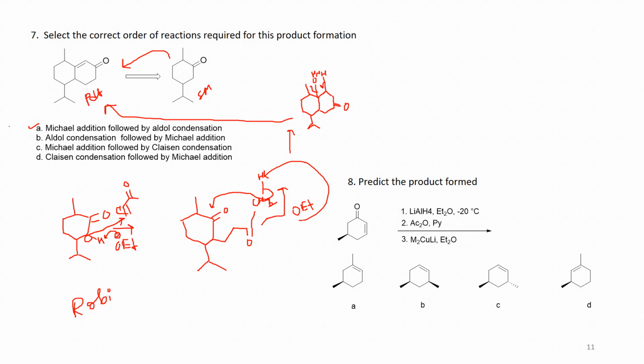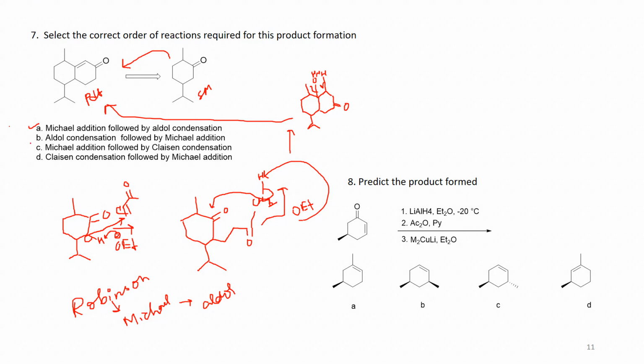So whenever Robinson annulation is mentioned anywhere, what will you think? Robinson annulation is just a combination of Michael addition, then aldol. It's not that if we first perform aldol and then Michael, you will get this product. You have to perform Michael addition followed by aldol condensation. Then you will get this Robinson annulated product, this bicyclic product.